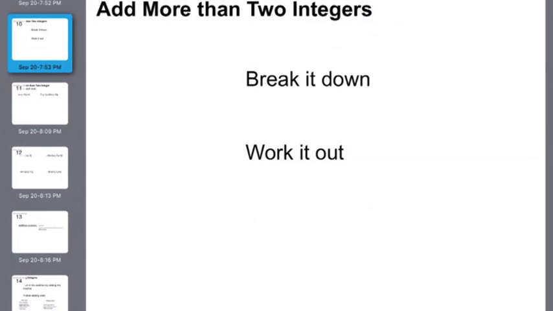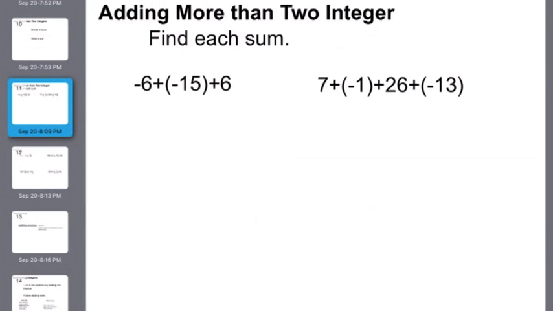So when we have to add more than two integers, I am sorry I can't talk today. So adding more than two integers, you start off by breaking it down, and then you work it out. So what that means is we're going to break it down. So we're going to start with our first two there. Negative 6 plus negative 15.